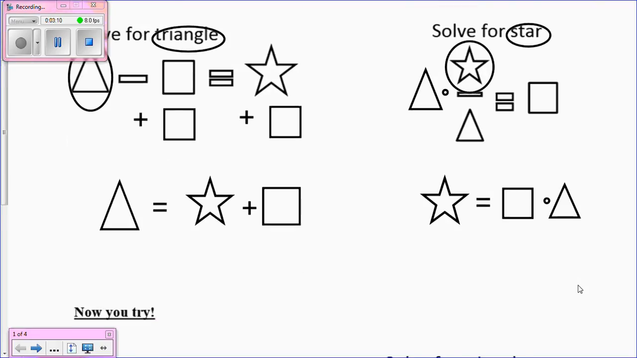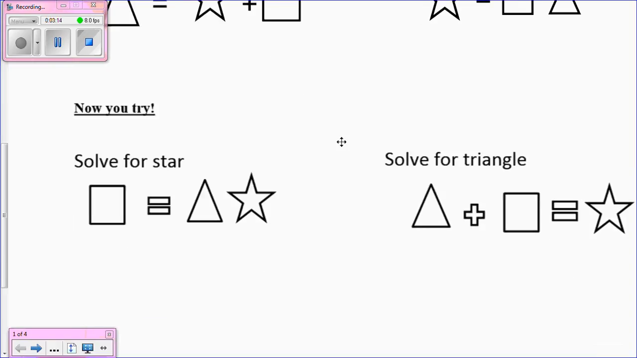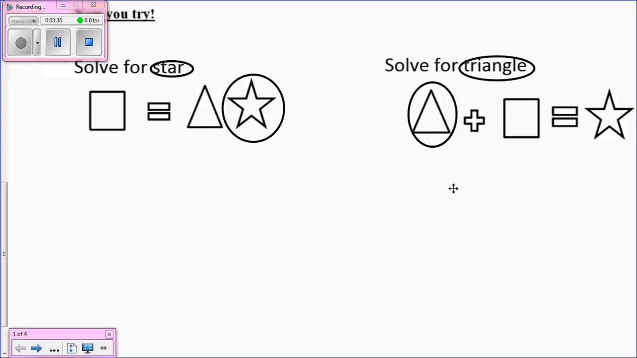Okay? Now I've got two pictures, pretty pictures just for you guys. I want you to try these on your own. When you come back, we'll have an answer. Just so you're clear, in the first one we are solving for the star. If there's no symbol, that actually means multiplication is happening. In the second one, I'm solving for the triangle, so right here. Go ahead and solve for those shapes, and when you come back after you pause the video, I'll have the answer for you.